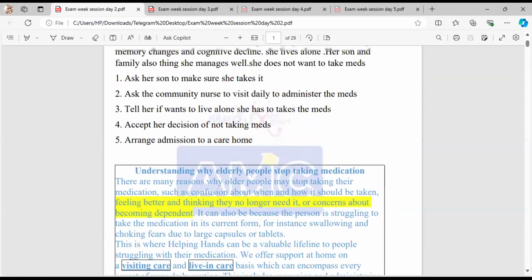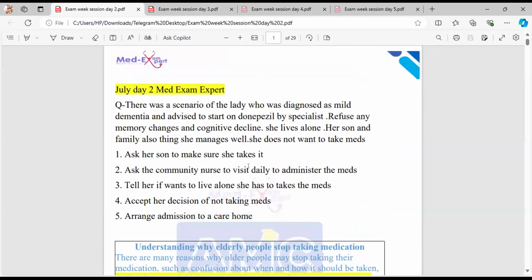Asking her son to make sure she takes it is not the right answer, because we are not forcing someone to do this. Asking the community nurse to visit daily to administer the medicines is also not quite right, since we don't ask the nurse to administer the medicines. Maybe the recall made this mistake in the administering part, but this is the right option, that we ask the community nurse to visit her, because she is living alone.